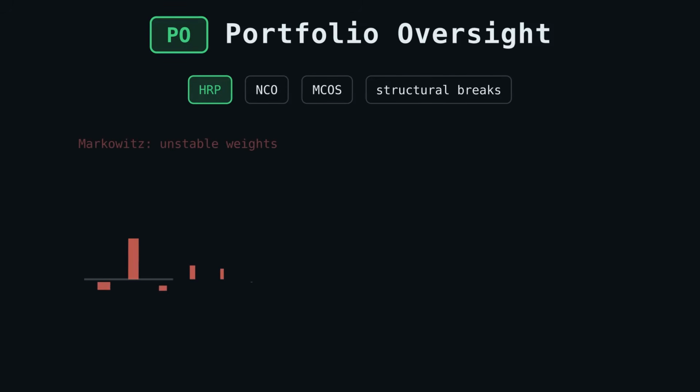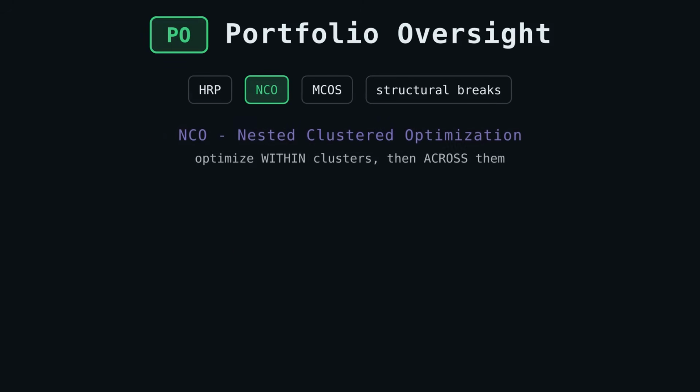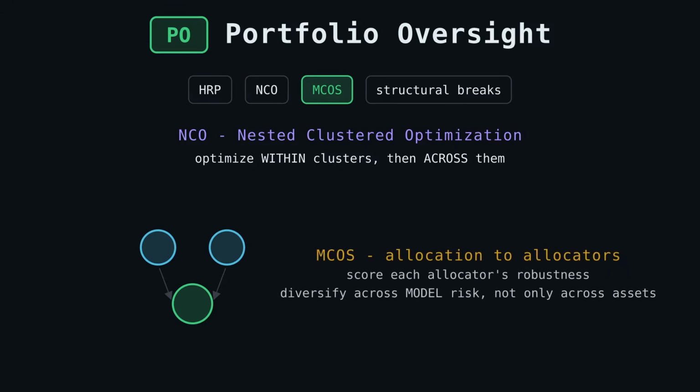Finally, portfolio oversight allocates capital and watches for danger. Classic mean variance optimization is notoriously unstable. A tiny change in the inputs produces wildly swinging weights. Hierarchical risk parity instead clusters assets by a correlation tree and allocates down the hierarchy for stable, diversified portfolios. Nested clustered optimization optimizes within clusters and then across them. Monte Carlo optimization selection tests each allocator and scores their robustness to a particular data-generating process.